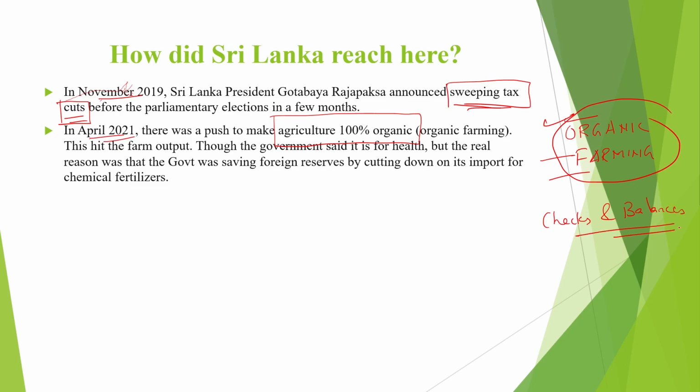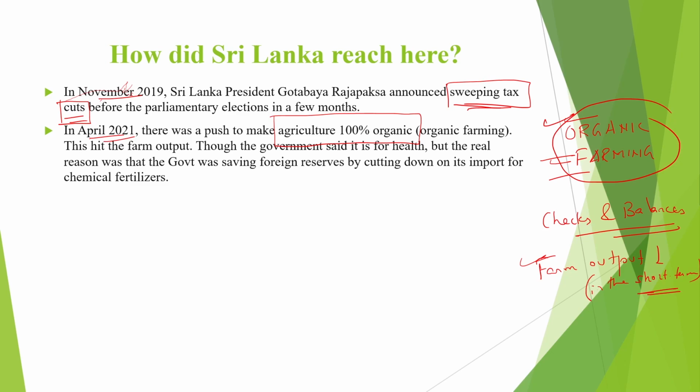Now, what happened due to organic farming? The short-term impact of organic farming is that the farm output goes down, at least in the short term. As a result, what happened? Sri Lanka needed to import more in order to meet the domestic consumption.